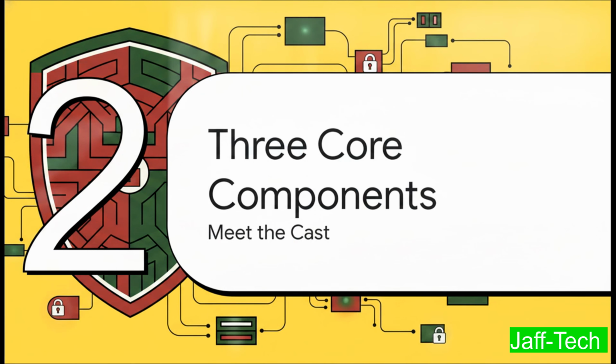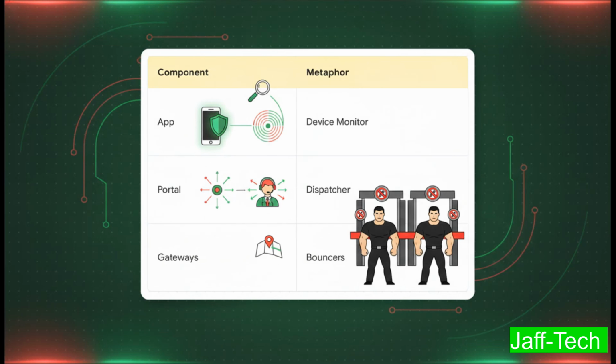Moving on to Section 2, the 3 core components. Meet the cast. To really wrap our heads around how it enforces those rules universally, we need to meet the cast. I love using these metaphors because they just make the architecture instantly click. So we've got 3 main players here. The Global Protect app, which acts as the device monitor, the Global Protect portal, acting as the dispatcher, and the Global Protect gateways, which serve as the network's bouncers.